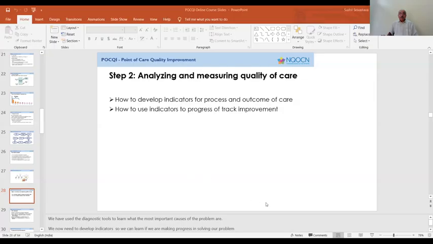Welcome friends, welcome back to part 2 of step 2 of point of care quality improvement methodology. Now, we are going to understand, after analyzing the problem, how to measure process and outcome, and how to track our movement, whether we are improving or we are not improving. So let us go to part 2 of analyzing and measuring quality of care.